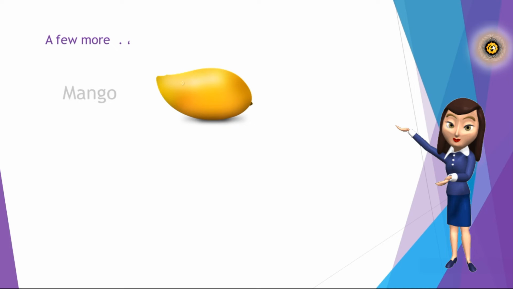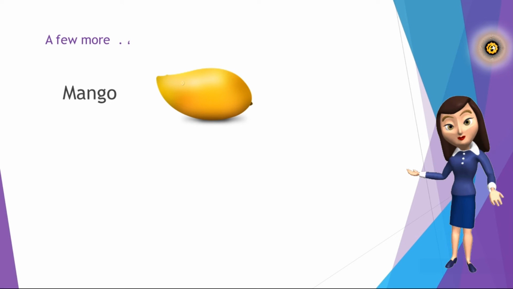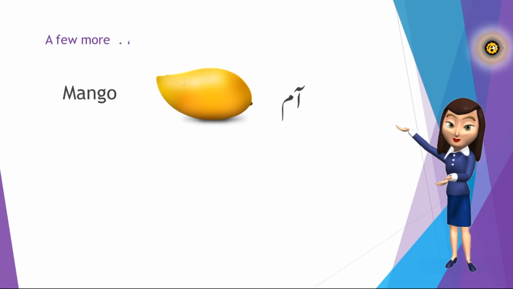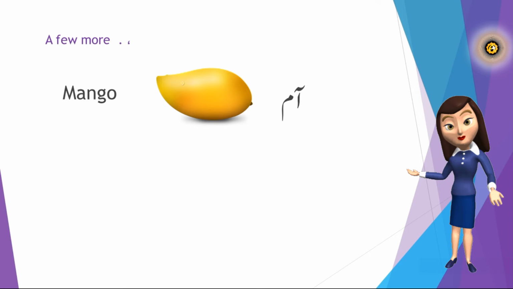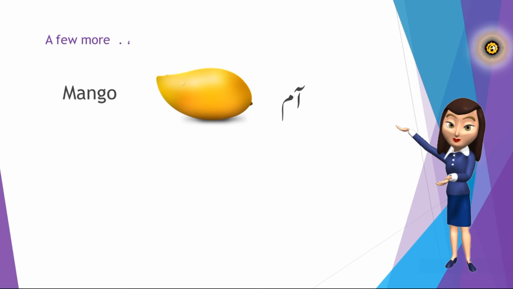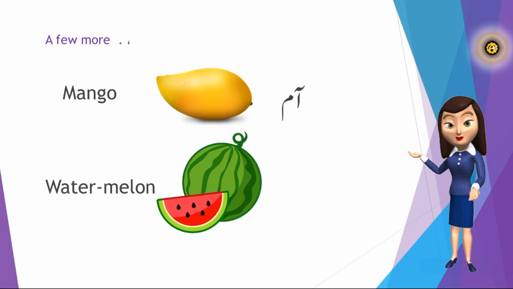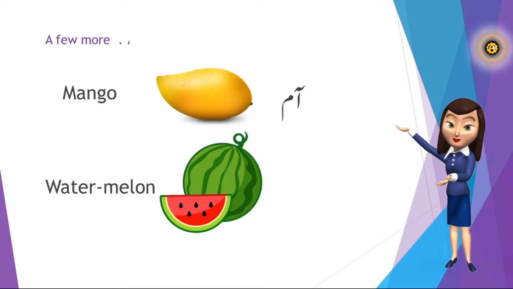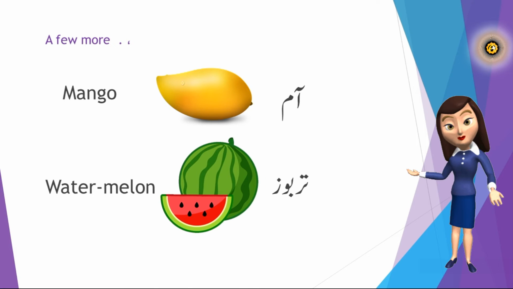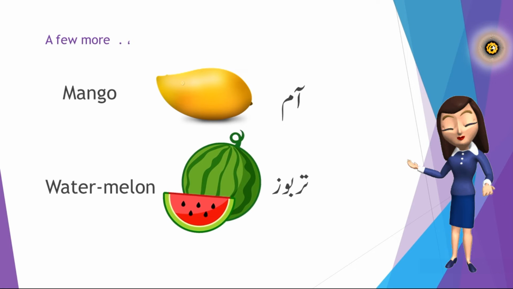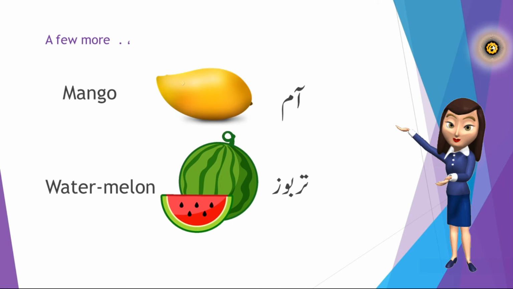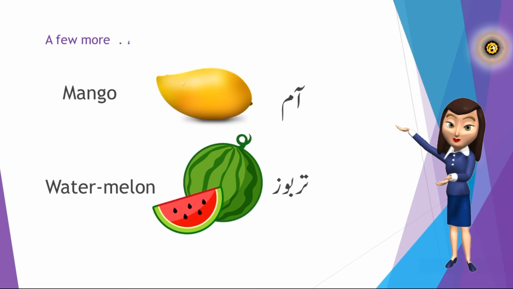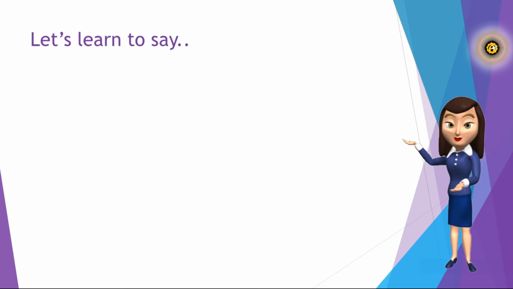In English we say mango and in Urdu it is aam. Aam. Mango, aam. Then in English we say watermelon. Watermelon. And in Urdu it is tarboos. Tarboos. Watermelon, tarboos. Repeat and revise, okay?